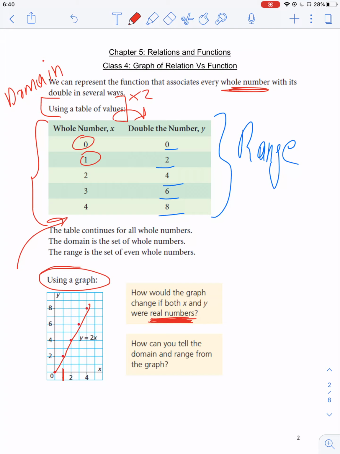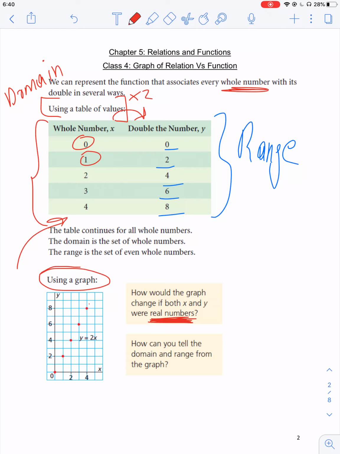When we include real numbers, that means there is no gap, because this will include 0.1, 0.011, 0.001. Everything will be in there, all the decimals, everything. So there will not be a gap. You're just going to have to connect your dots. So that's how it will change.